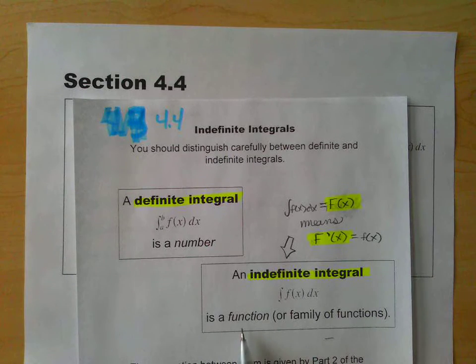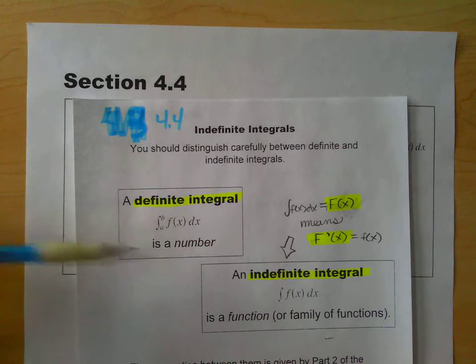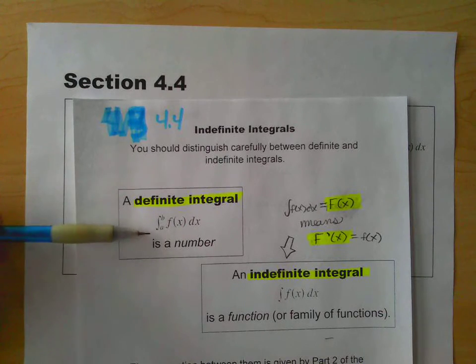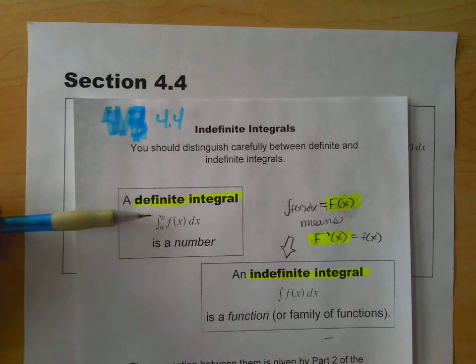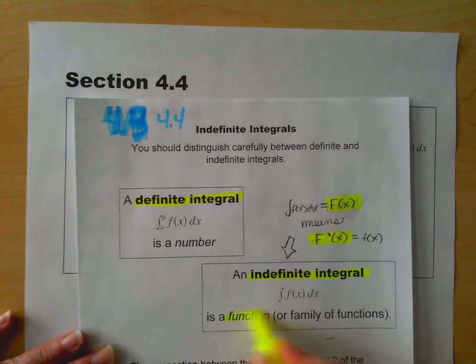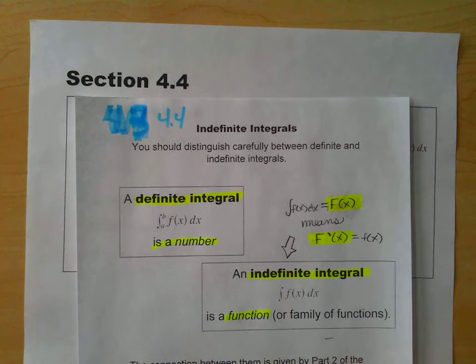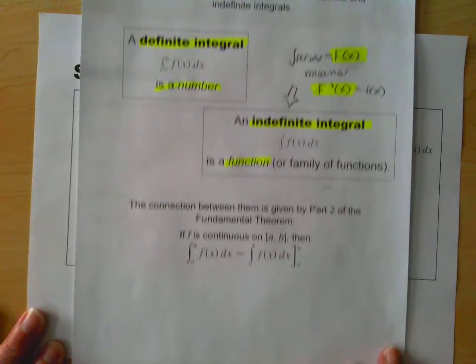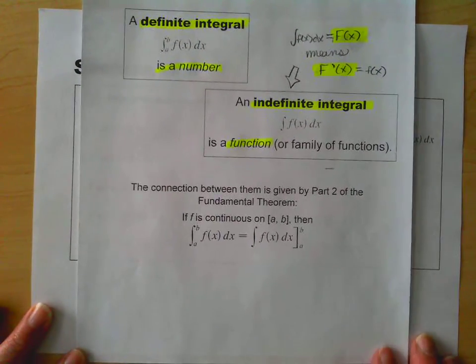A definite integral has limits, so we're saying that we're going to integrate from x equals a to x equals b, and we're going to get a definite number. So notice this key difference. An indefinite integral is a function, a definite integral is a number. And that connection between them is what we pulled from the fundamental theorem of calculus.